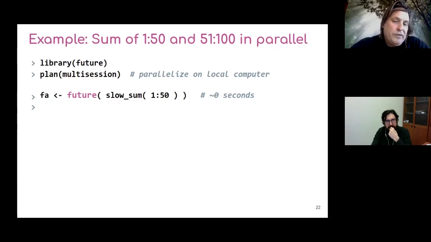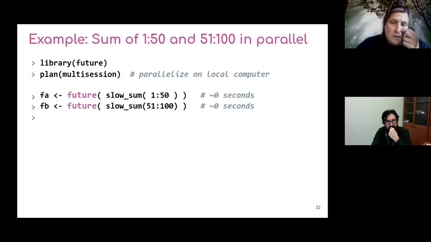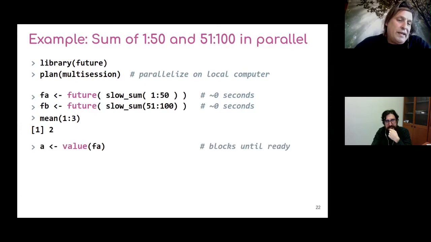So from your point of view, this will take 0 seconds. Same with the second 50 elements. And we're back to our prompt, and we can do whatever we want while these two things are calculated in the background. And say later, 55 seconds later, we want to ask what's the value of the first future.